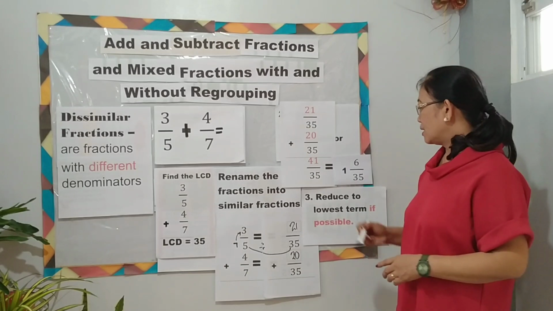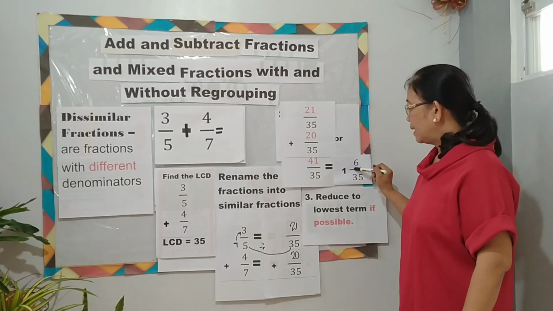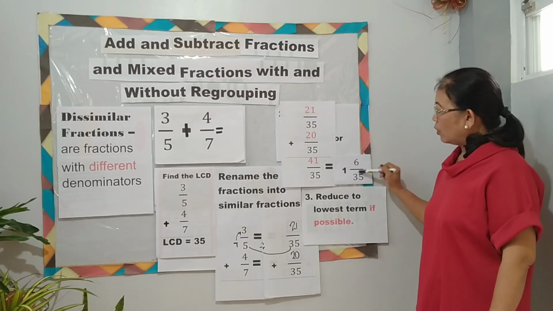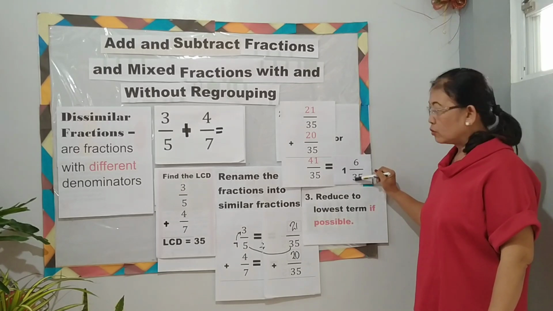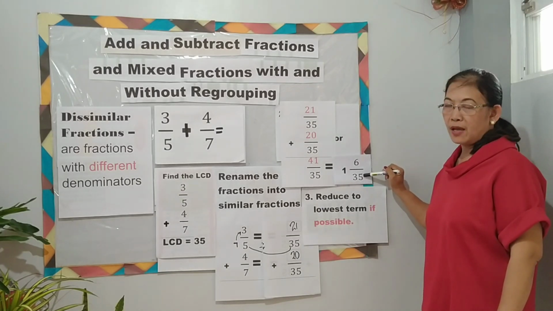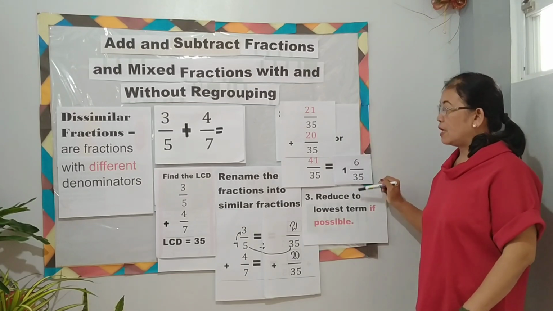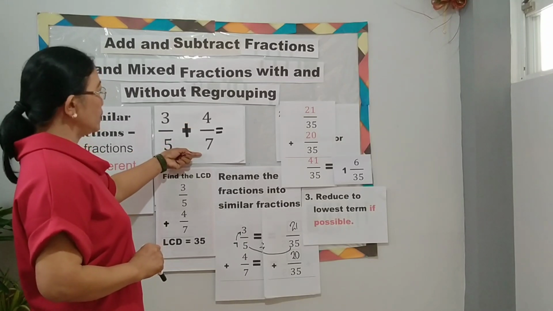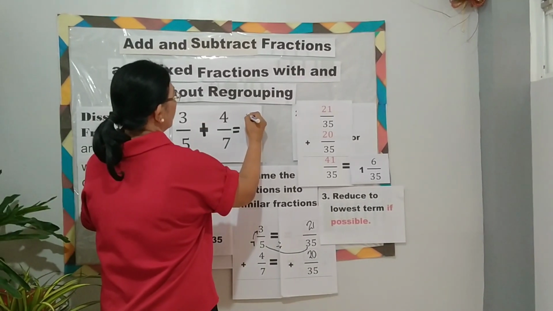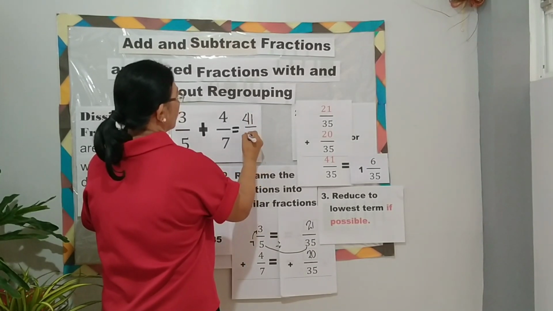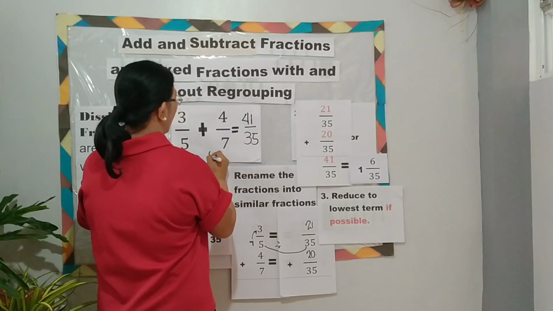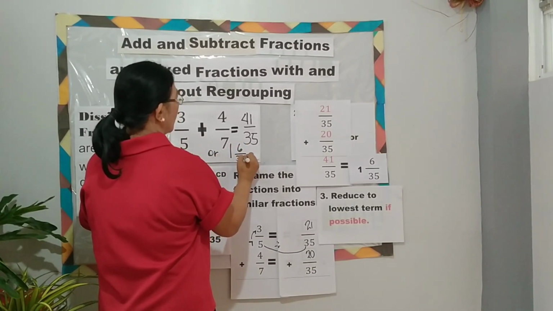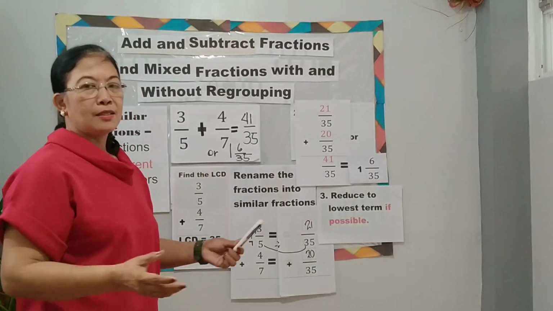So the question is, is this already in the lowest term? Yes, this is because the greatest common factor of 6 and 35 is 1. So that's it. If you add 3/5 plus 4 over 7, it will give you an answer of 41 over 35 or 1 and 6 over 35. And that's it.